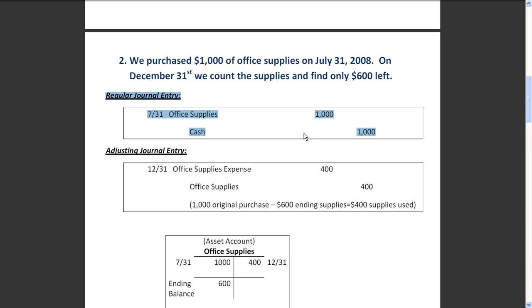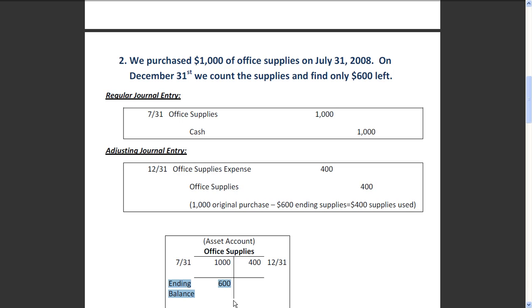Now what we need to do is recognize how much we've used up of the office supplies, and that we will convert into an expense item. So this is a little tricky because what we do is we have to back into how much we used based on how much we have on hand at the end, and this is where a T account is really helpful. So we can see in this T account for office supplies that we have the original $1,000 that we purchased, and then our ending balance is $600. That's where we want to end up in this account.